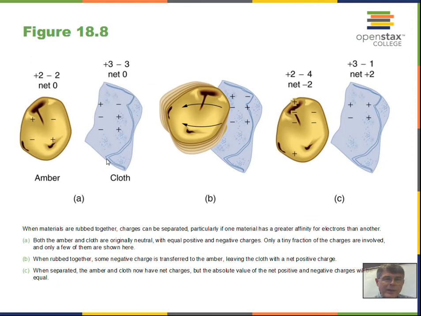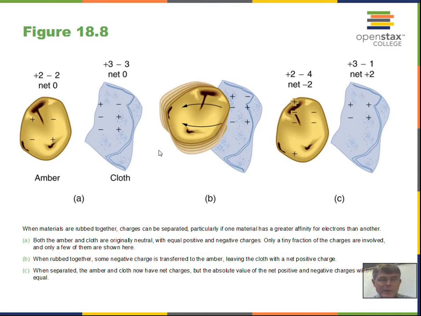So here again we have the illustration of separation of charge and the conservation of charge being indicated. If we take 2 units of charge away from the amber onto a cloth, it has -2, the net is 0. If we take 3 units of charge away, there would be -3 on the cloth, the net is 0. Charge is always conserved in any process.